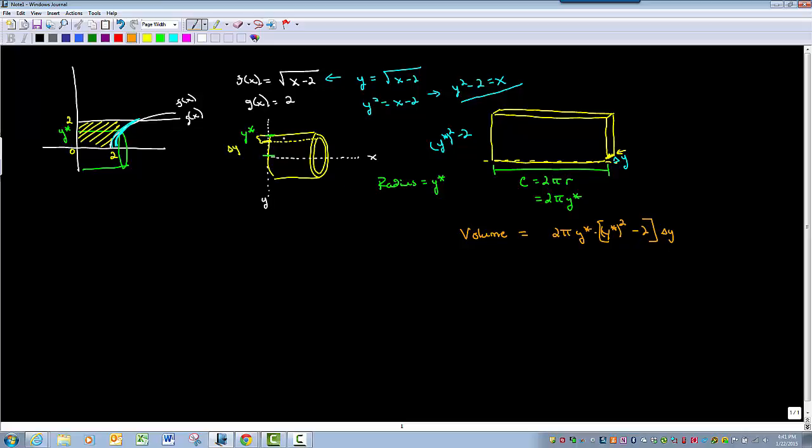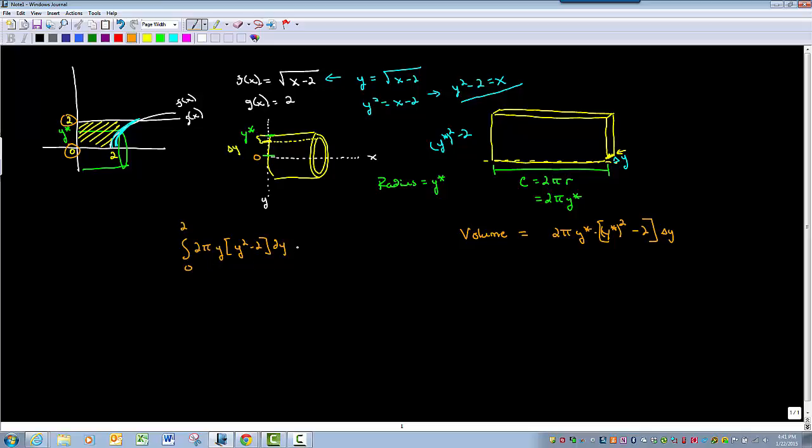So we got this. Now, what we want to do is we want to add up all possible cylinders. So I just took one little one, but I want all of them. There's an infinite amount of them. So what I want to do is I want to add, when y goes from 0 to a height of 2, of these guys for every single y. So instead of just a particular y star, I'm just going to use y. So this will be the integral of 2 pi y times y squared minus 2 dy.